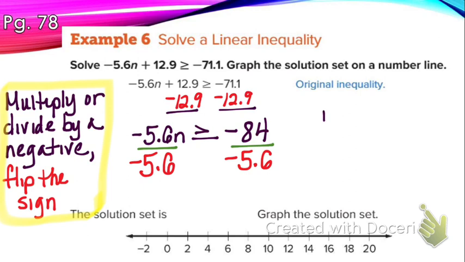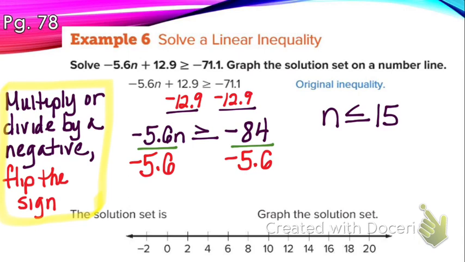Go ahead and take your calculator. Take negative 84 divided by negative 5.6. Who got 15? All right, so now we need to graph it. Now that is the new thing that we have to do, that we don't have to do if this is an equal sign. If it's an equal sign, we don't have to graph it. But if it's an inequality, we do have to graph it, okay?